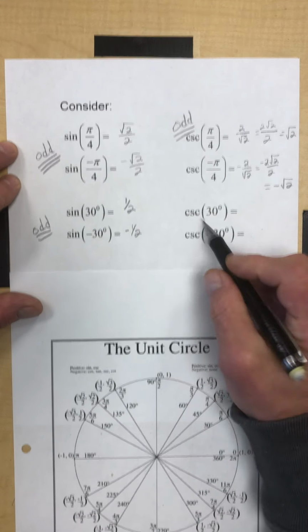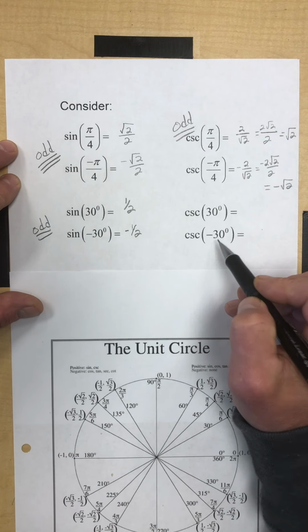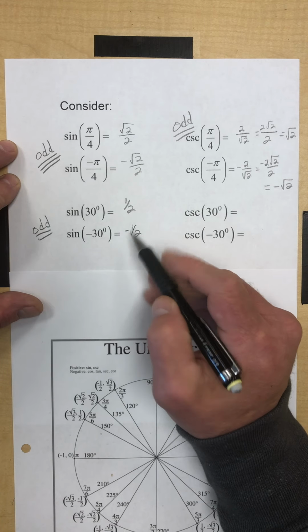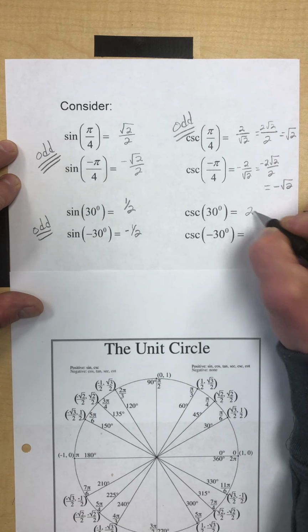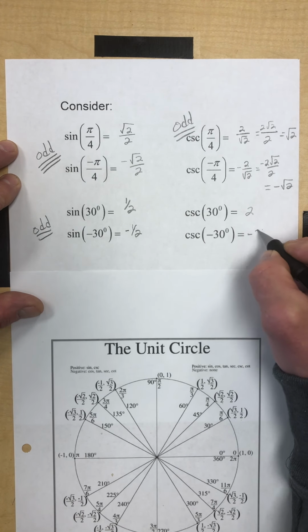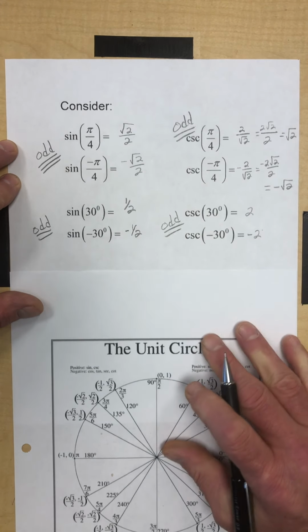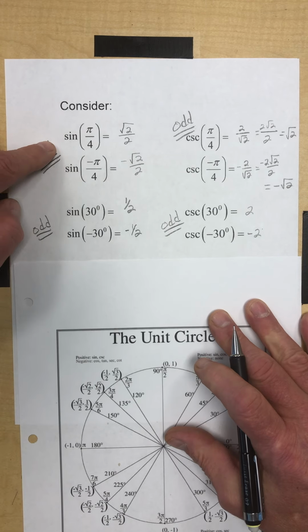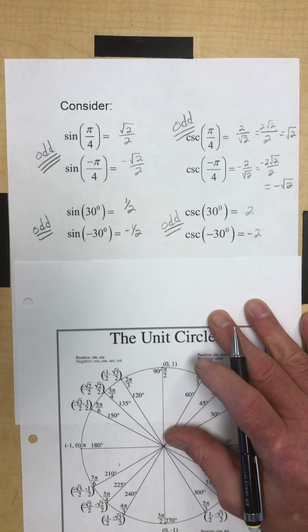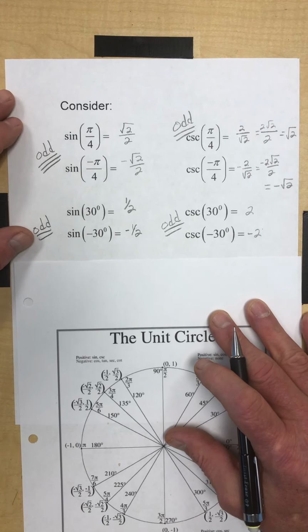And obviously cosecant of 30 and cosecant of negative 30 would be the reciprocals here. So I would get 2 over 1 or 2, and negative 2 over 1 or negative 2. So again, odd. If a function is odd, its reciprocal has to be odd as well. So we know that sine and cosecant are both odd functions. All right, let's take a look at cosine.